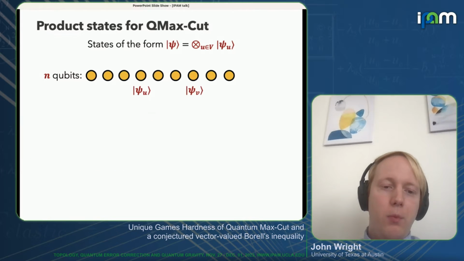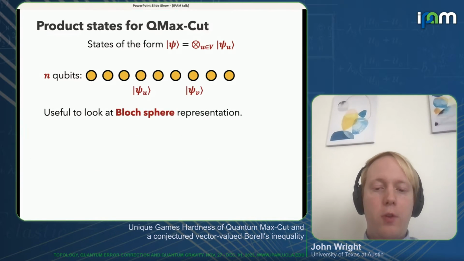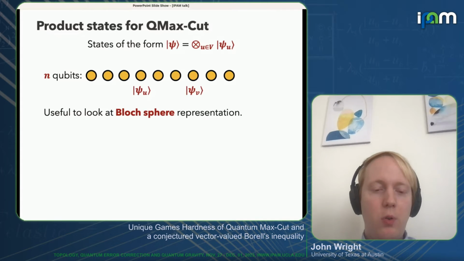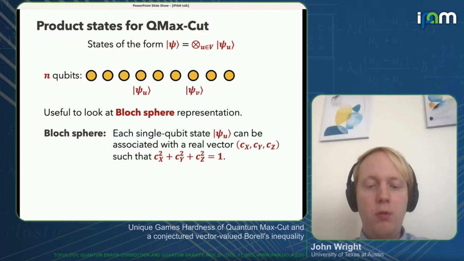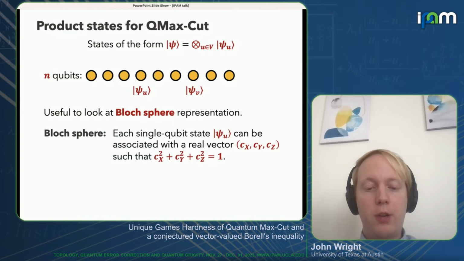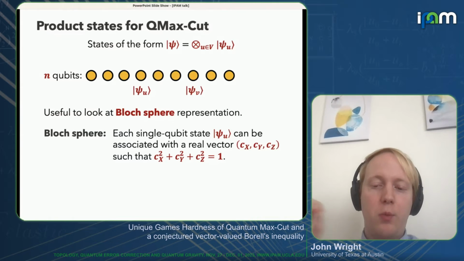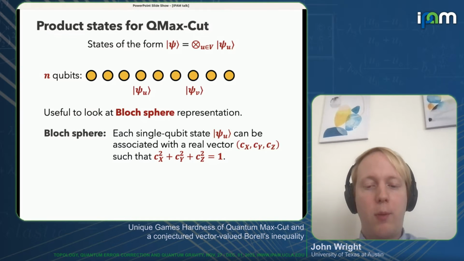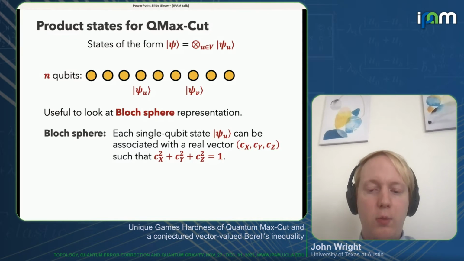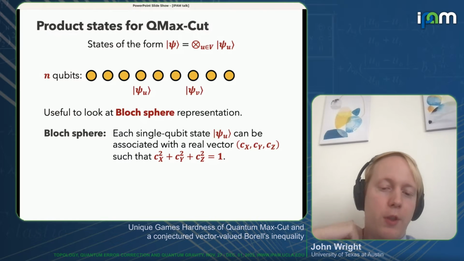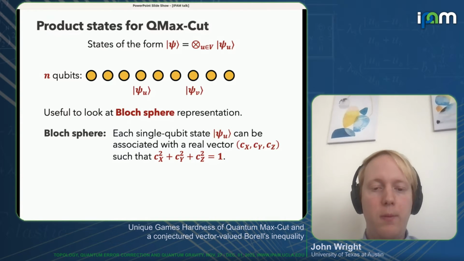Okay, so with product states, it's useful to look at their Bloch sphere representation. You remember the Bloch sphere tells you that every single qubit state psi_u can be associated with a real vector (cx, cy, cz). These are the coefficients of the X, Y, and Z matrices in the Bloch sphere representation. Since our qubit states are pure states, this real vector is a unit vector, so the sum of the squares of these coefficients is equal to 1.